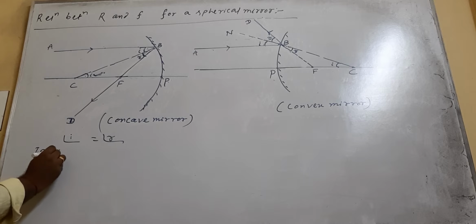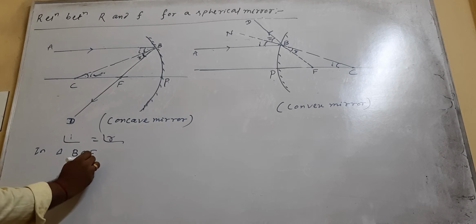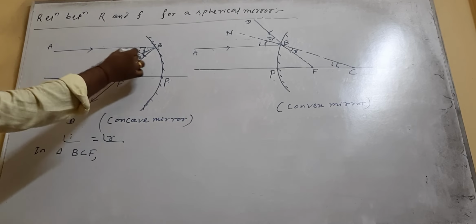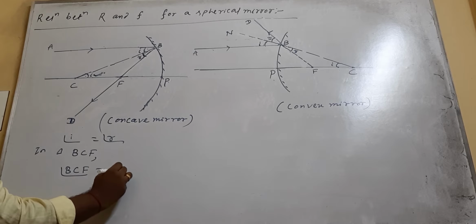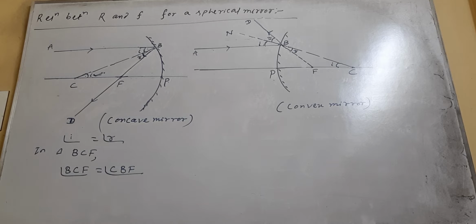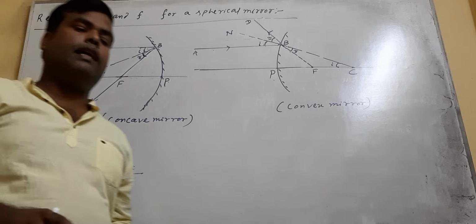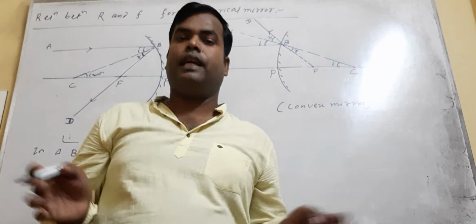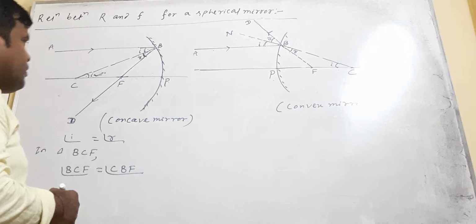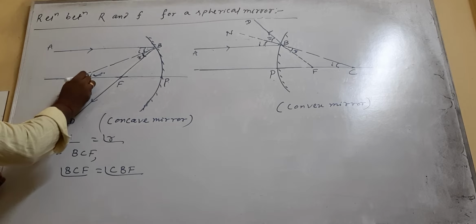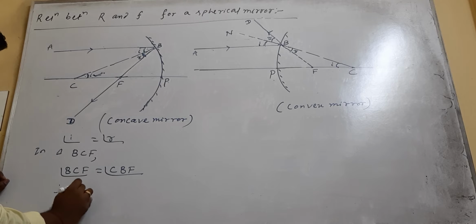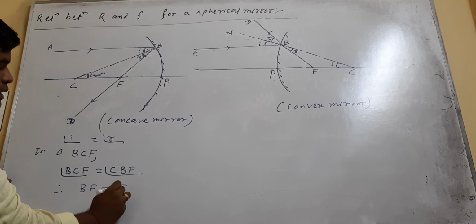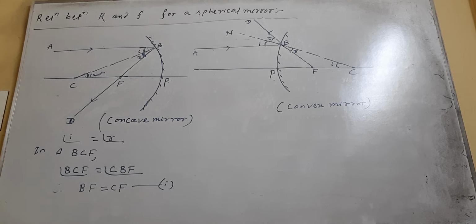So in triangle BCF, angle BCF is equal to angle CBF as i is equal to r. You know, in a triangle, if two angles are equal, their opposite sides are equal. So it is i, what is the opposite side? That is BF. It is r, what is the opposite side? That is CF. Therefore, BF is equal to CF. Let it be equation number 1.